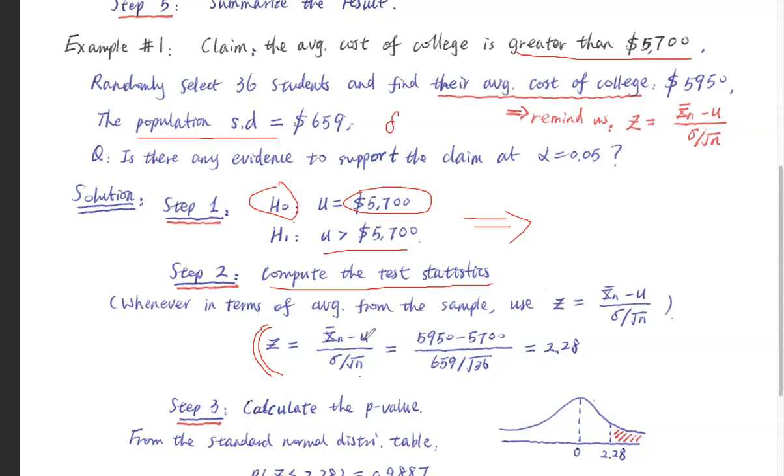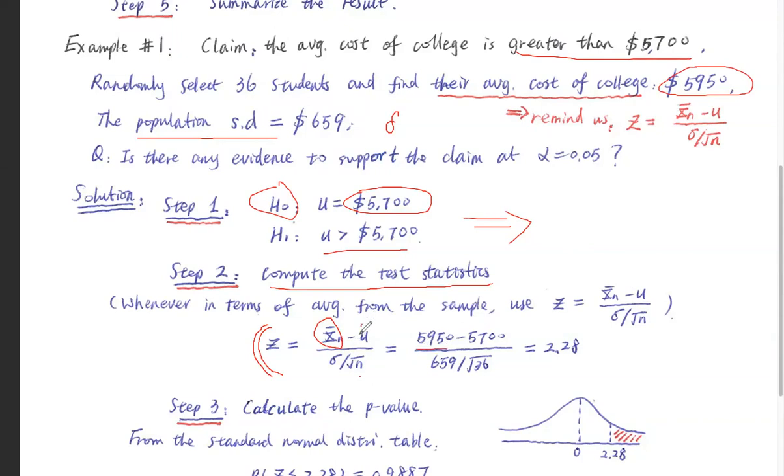This formula should be available on a formula page. It's equal to X bar, the sample average, minus mu, divided by sigma over square root of n. Let's plug each number in. What's the X bar, the sample average? What do we find out? 59.50. So we put that here.